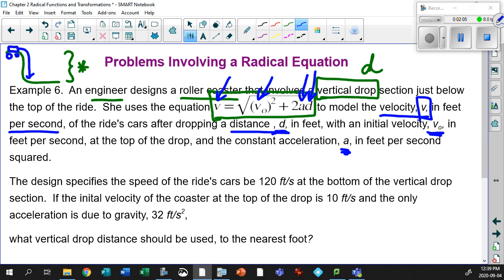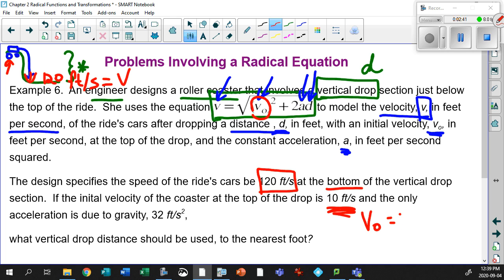Okay, so here we go. Let's keep on going. It says the design specifies that the speed of the ride's cars must be 120 feet per second. So in other words, by the time it hits the bottom, you got to be going at 120 feet per second. That's the final velocity, because it's at the bottom, right? If the initial velocity of the coaster is 10 feet per second, so that's at the top, that would be this v sub zero, which we call v naught, is 10. This is our final, there's our v.